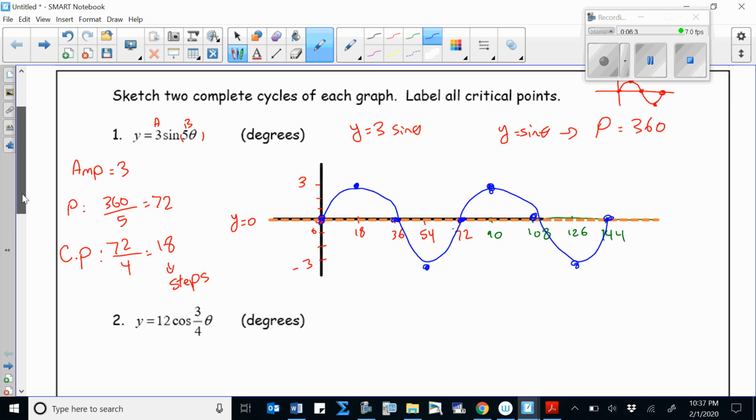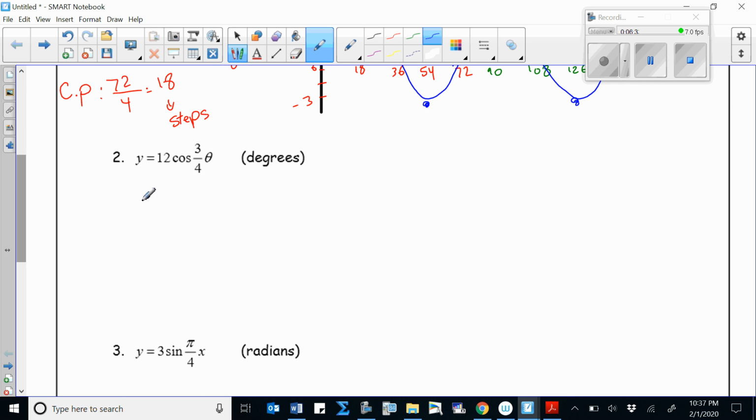Okay, let's do the next one. Over here, we have y equal to 12 sine of 3 over 4 theta. So by looking at this function, this is the a value, and this one will be the b value of the function. So the a value gives us the amplitude, which is 12, and the b value will change the period.